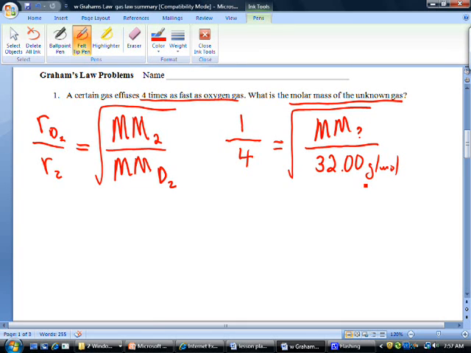So, of course, you know that we can rewrite this as the square root of the molar mass of the unknown gas over the square root of 32. What is the square root of 32, by the way? So we're hearing 5.65. Is that what you were going to tell me? Or did you have another question? Okay. You want to do it that way? So you want to square both sides so that we end up with 1 over 16 equals the molar mass of the unknown gas over 32.